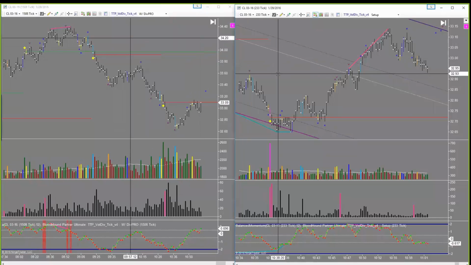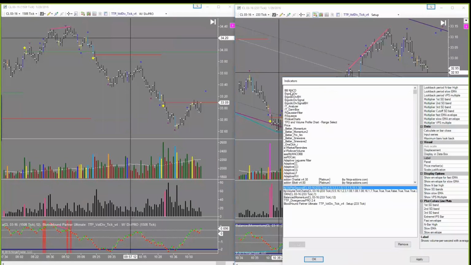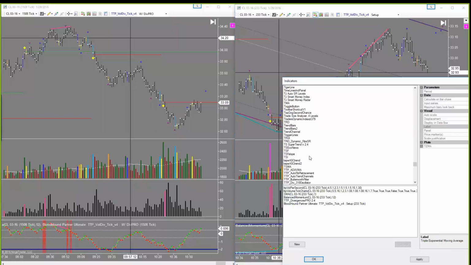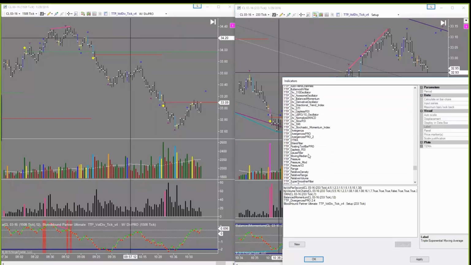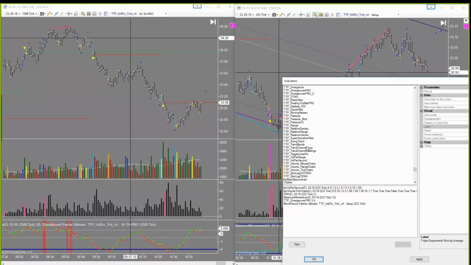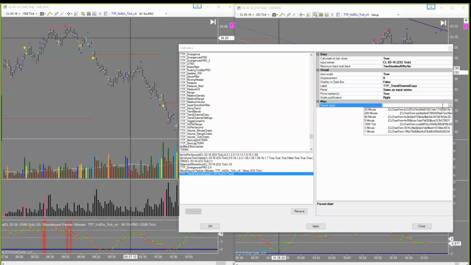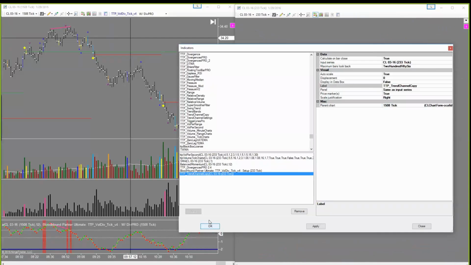So what I'm going to do is add something called the trend channel copy indicator, right here, trend channel copy. And I'm going to find the chart that I want to copy from. I'm going to copy from the 1508 tick chart onto the 233.